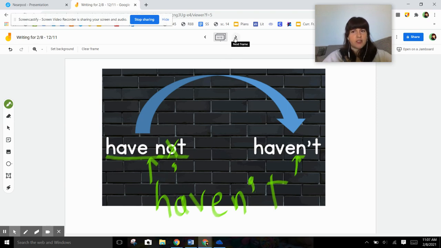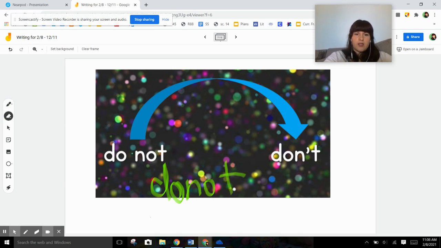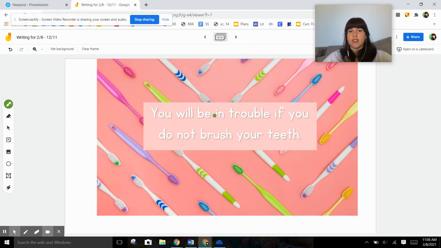All right, let's go a little bit faster with the next word since you guys get the gist. Do not to don't. This one's super easy. You just take the do and not and you squish them together. We take away the O and we replace the O with an apostrophe and it changes it from do not to don't. All right, so here they are in sentences.